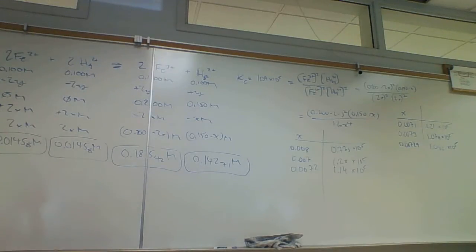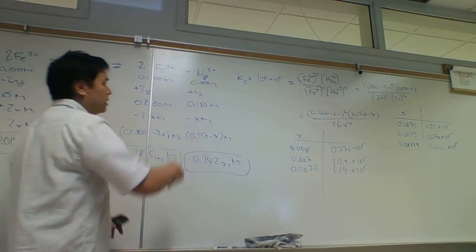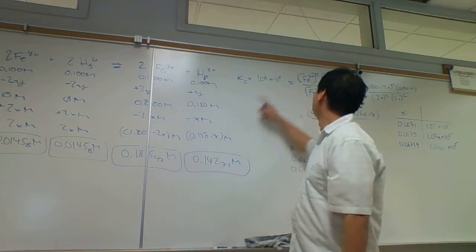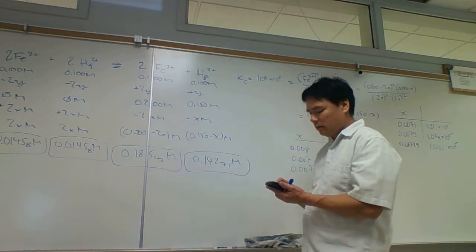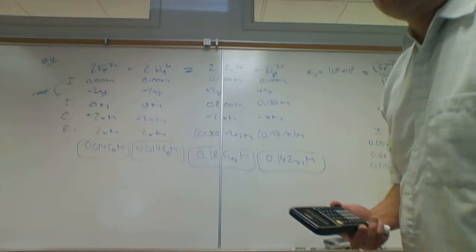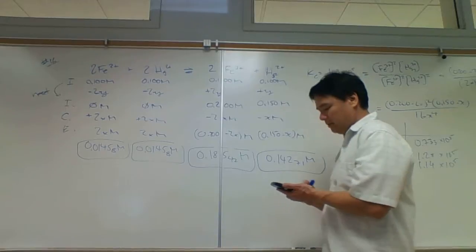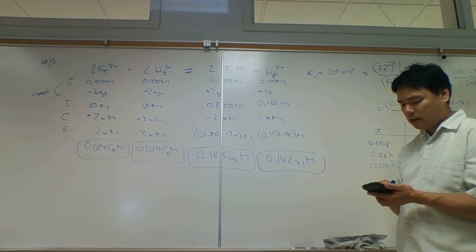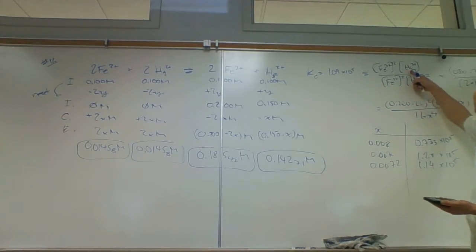All right, what should we do next? We should check K. These equilibrium concentrations should give us this ratio. So we'll take the iron 3 concentration. Well, the iron 3 concentration is this, and we need to square it. So let's go ahead and take that. I'm going to carry all the digits to try to avoid round-off error. So 0.18542 squared. And then we look for the mercury 2 plus concentration.